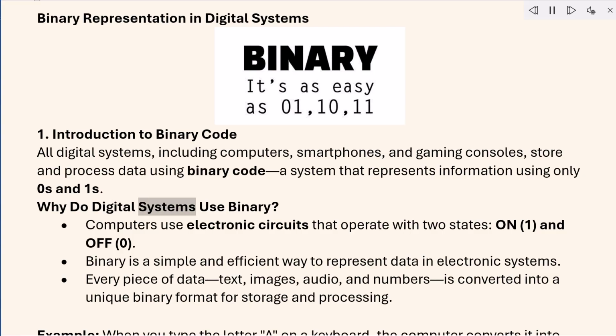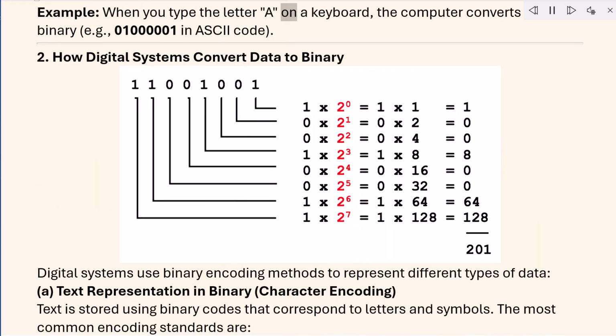Why do digital systems use binary? Computers use electronic circuits that operate with two states, ON, 1, and OFF, 0. Binary is a simple and efficient way to represent data in electronic systems. Every piece of data, text, images, audio, and numbers is converted into a unique binary format for storage and processing. Example, when you type the letter A on a keyboard, the computer converts it into binary, e.g., 010001 in ASCII code.